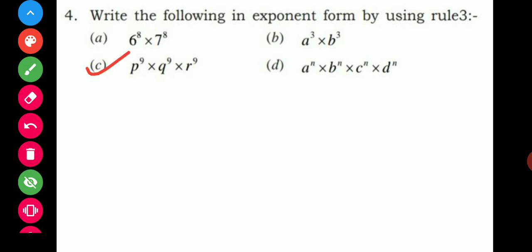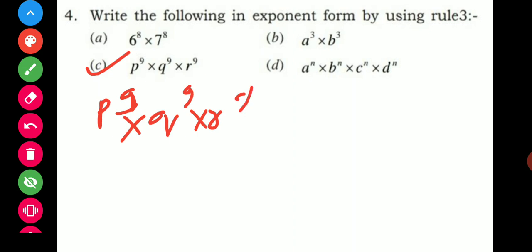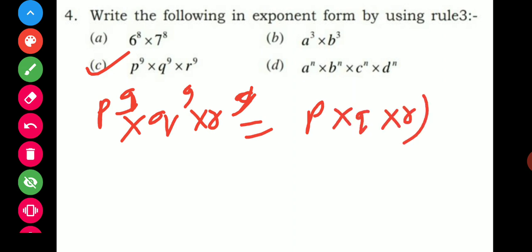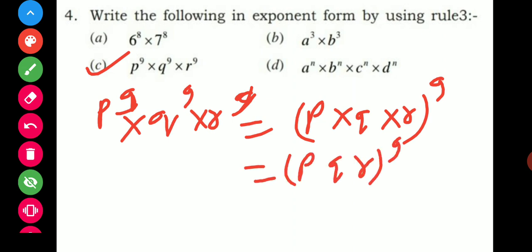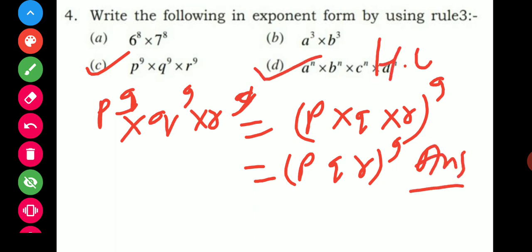Now the C part. It is p to the power 9 into q to the power 9 into r to the power 9. So what will happen? p into q into r and the whole power is 9. So you can write pqr and the whole power is 9. That is your answer. Now the D part is for your homework, so you can do it at home.